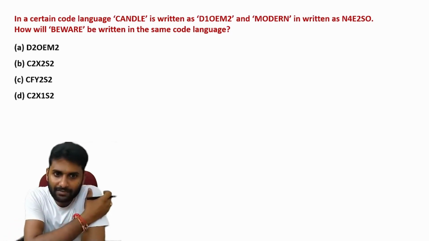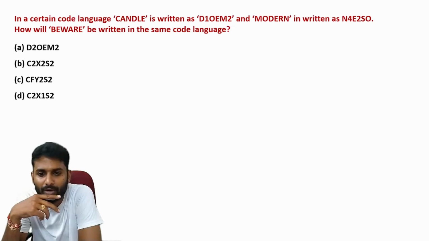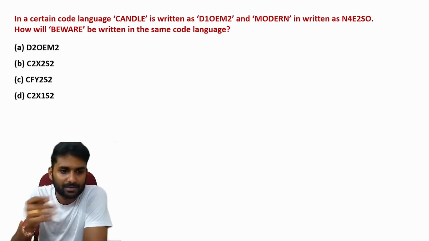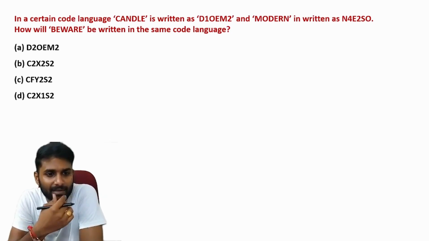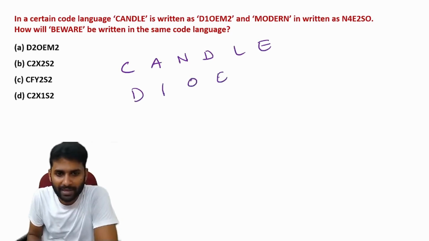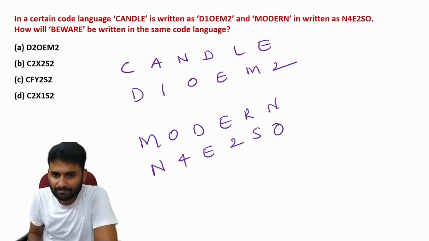Now see, in a certain code language, candle is written as D1OEM2, modern is written as N4E2SO. How will beware be written in the same code language? Candle is D1OEM2. In the same way, modern is N4E2S.